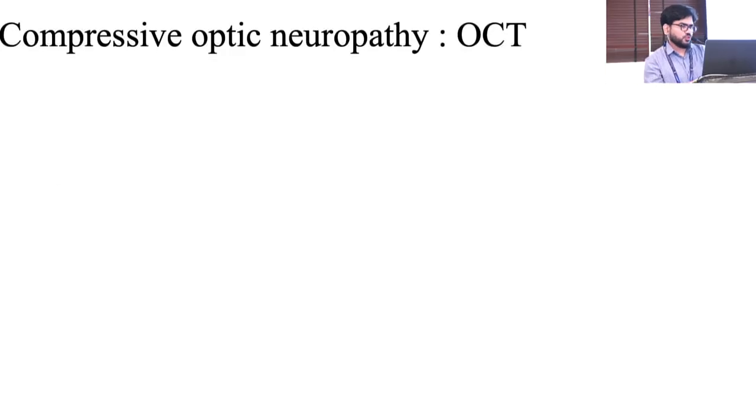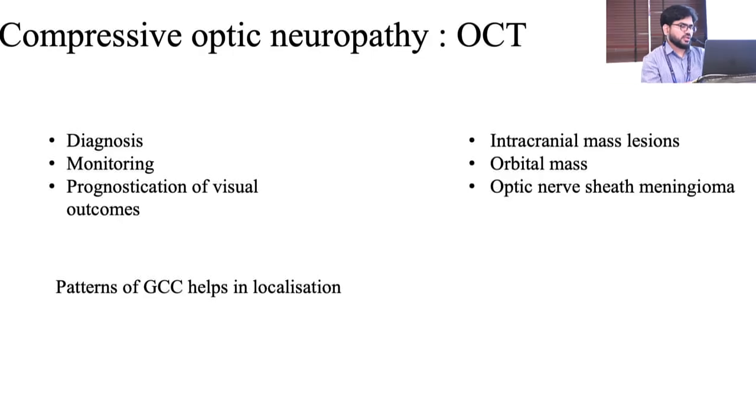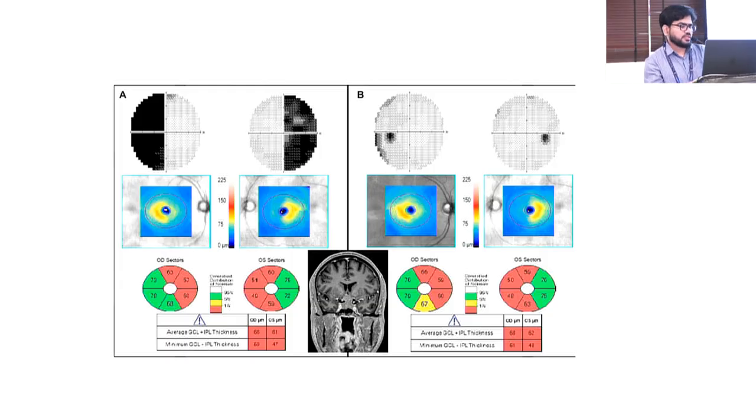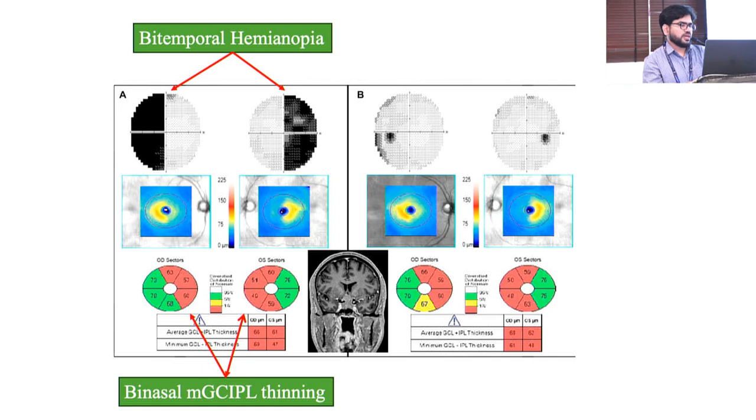Then the role of OCT in compressive optic neuropathy: again it helps in diagnosing, monitoring and prognostication of the visual outcomes, and the pattern of ganglion cell thickening or thinning helps in localization. So here's a picture of the ganglion cell analysis where you see binasal macular ganglion cell thinning, which correlates with the bitemporal hemianopia. So just by looking at the macular ganglion cell analysis, you can see that it could be a lesion involving the chiasm.